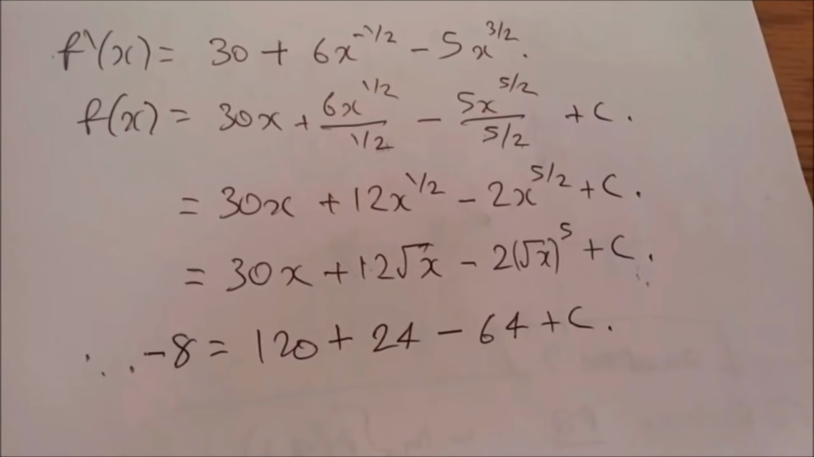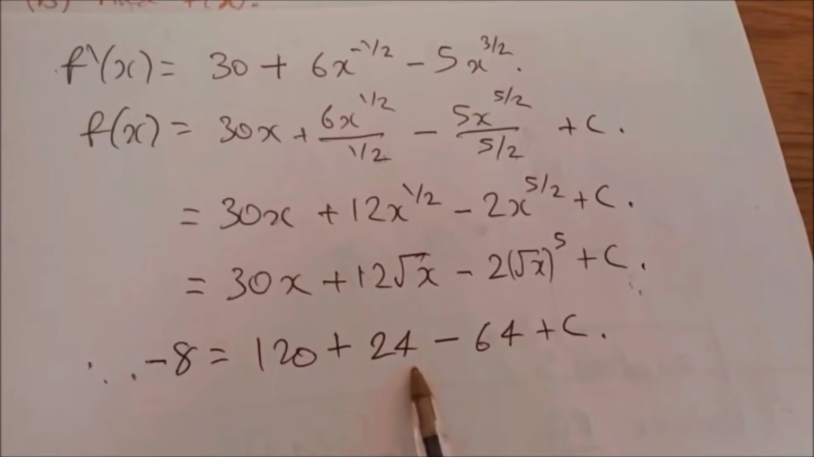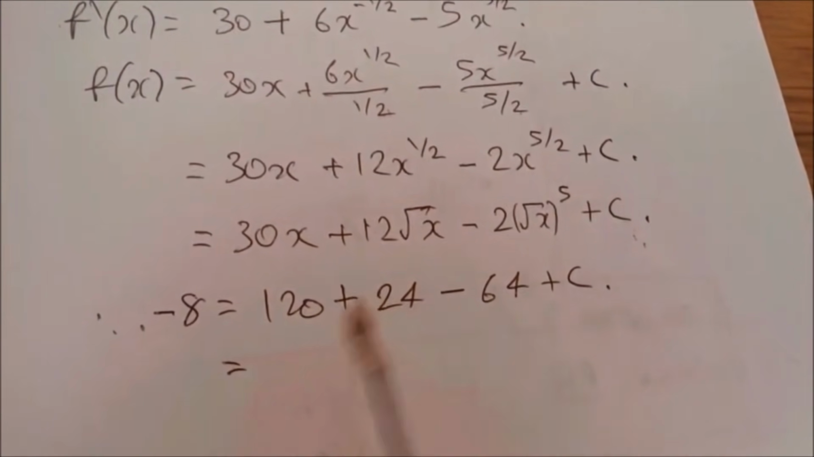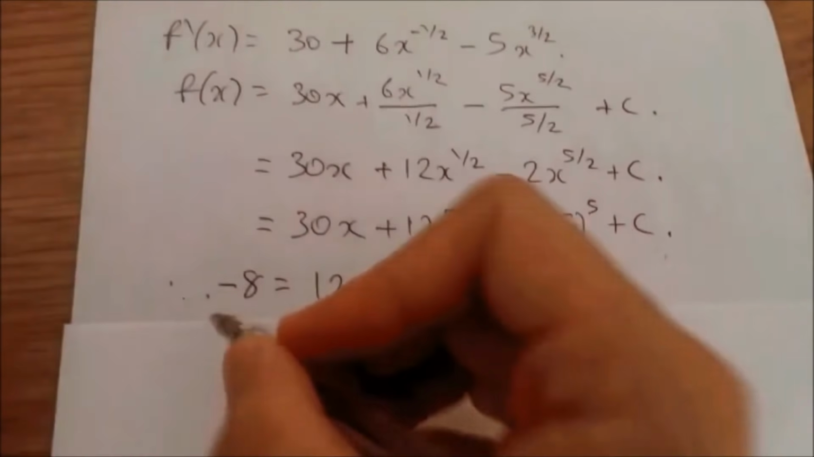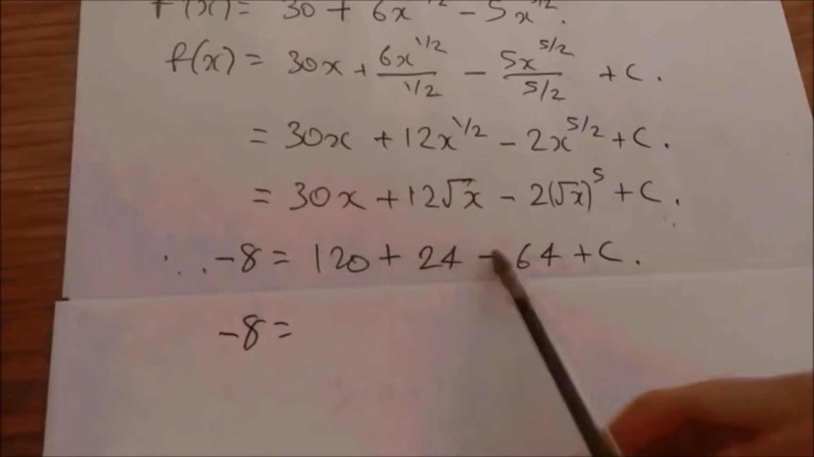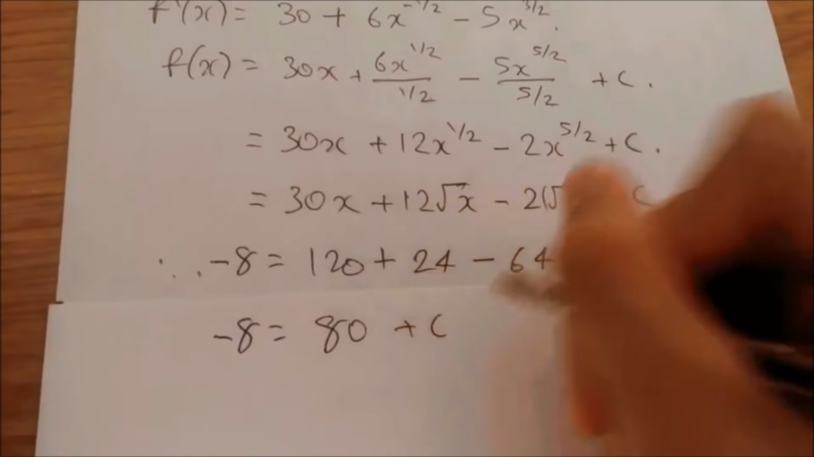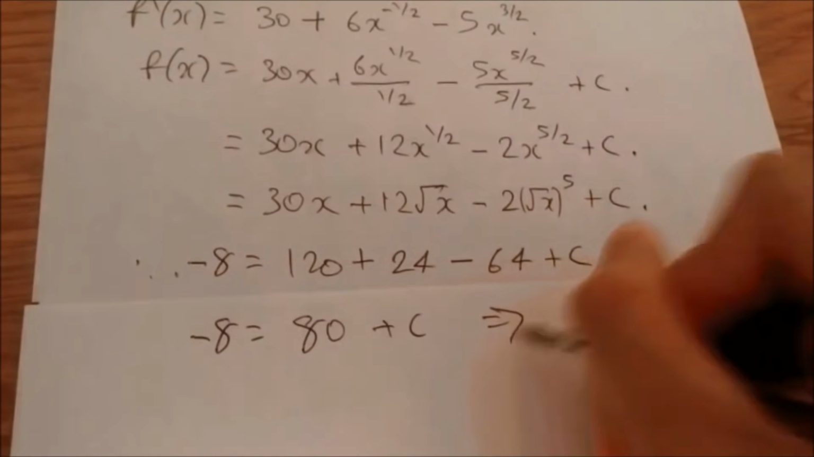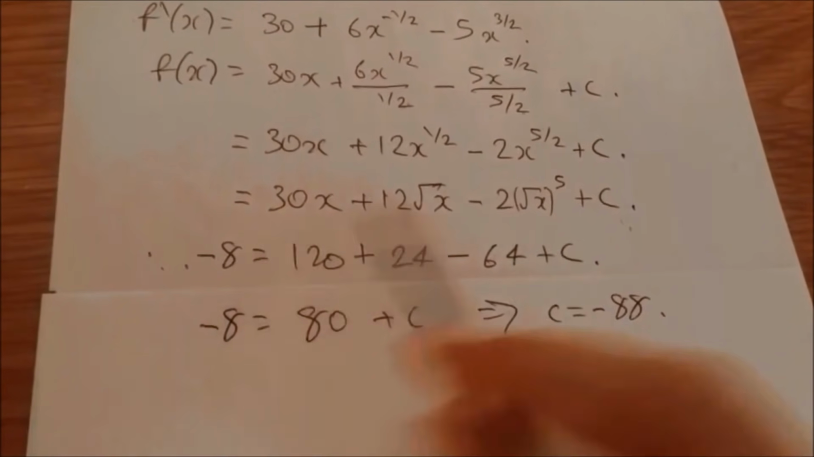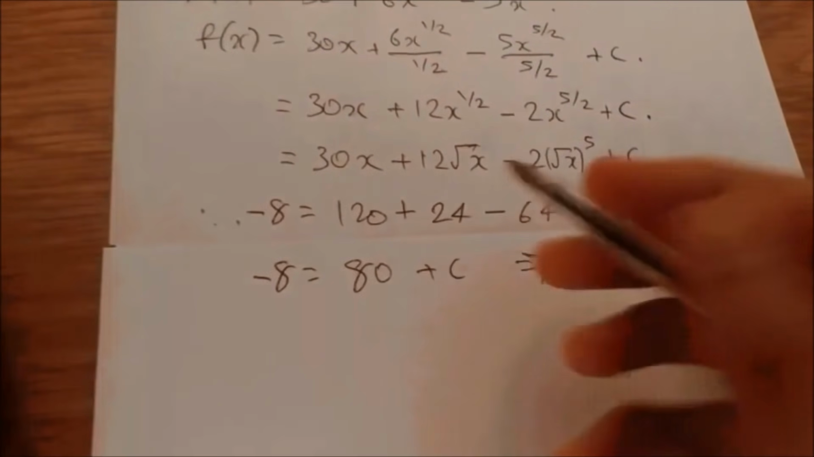Now we just pretty much summarize all this. So adding these two, you get 144, take away 64. Now I need to do this in my head. Just double checking again, so minus 8. Adding and minusing all this should give us 80, and just have to double check, plus c. And subtracting 80 across will give us minus 88. That's it. Now all we have to do is put this back into c, and then rewrite the whole equation.